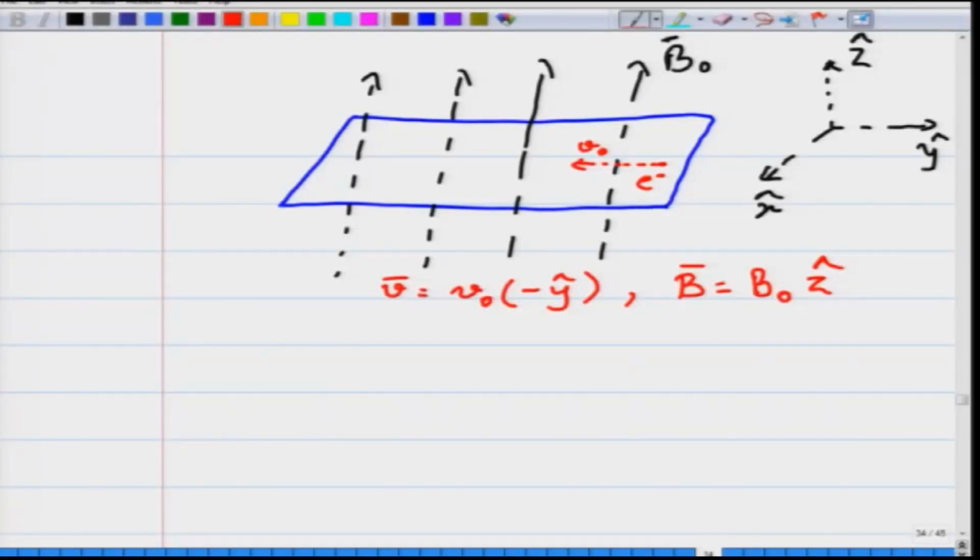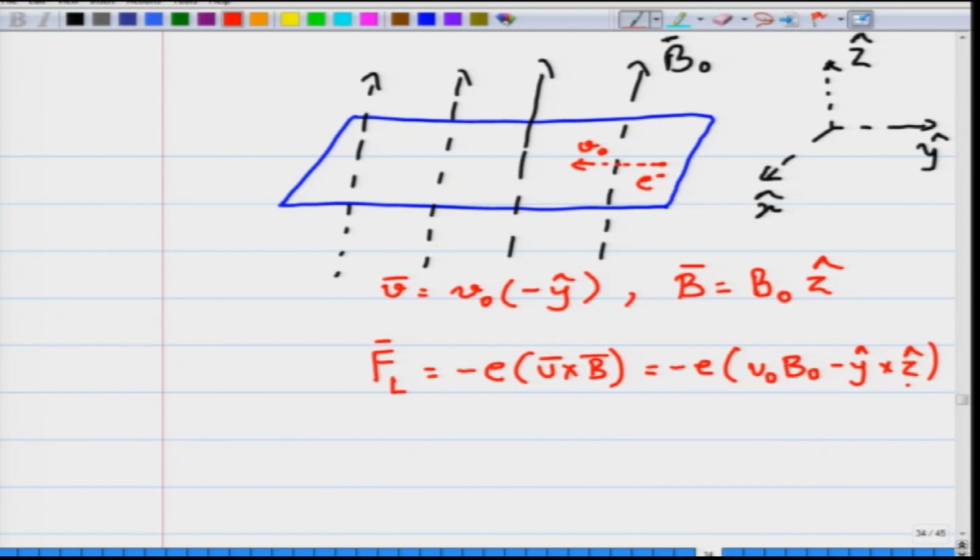What will happen? What will the electrons experience because of the flow in a magnetic field? You know that they will experience a Lorentz force, which is minus e into V bar cross B bar. This is minus e into V naught B naught, minus y cap cross z cap, and in your cross product you know that this will be e V naught B naught x cap.